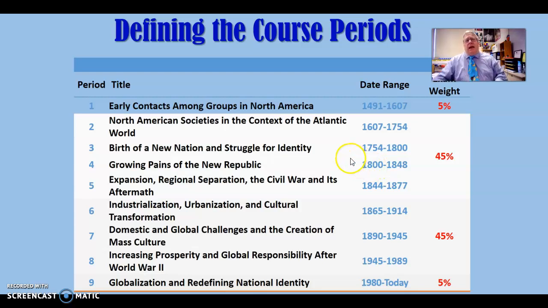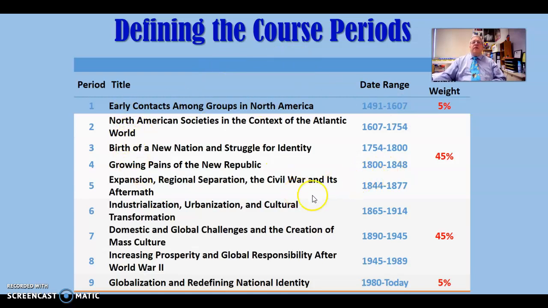So here we go. Now, early contacts among groups in North America. This is basically exploration to the earliest of colonies. Okay, potentially this would cover 5%, 1491 to 1607. If this is going to be on there, it won't be on a DBQ. It won't be in the multiple choice. It potentially could be on or used during the long essay question. Okay, I've never even seen it on a short answer. So again, this is going to be very limited where this time period will actually be inquired about.